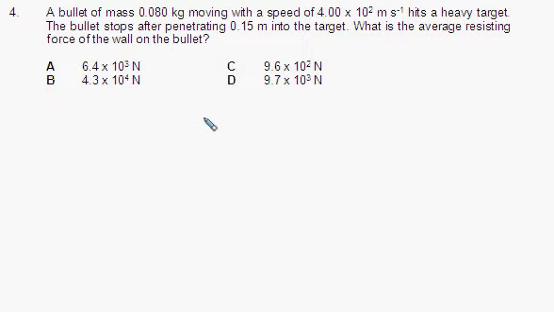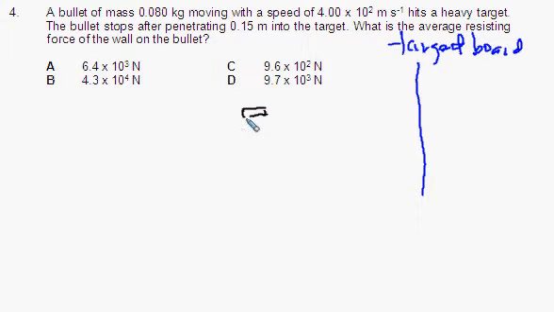So in this type of question, it's good to sketch a simple diagram. If this is my target board, and this is my bullet, this bullet originally is maybe at a certain distance away, maybe somewhere over here, and it's going to move towards the target board.